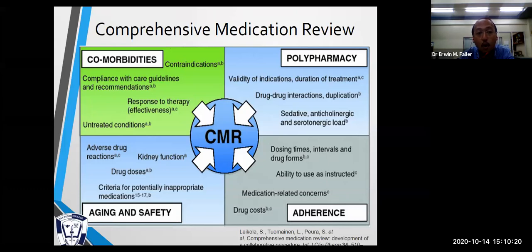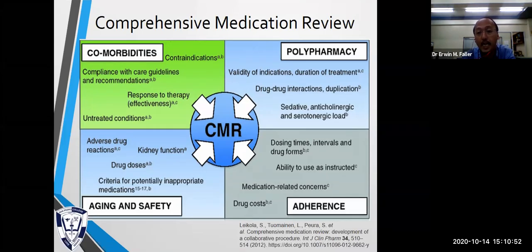Now, one of them would be comorbidities. In the comorbidities, as we all know, there are certain medications which are contraindicated with other diseases or with other medications. Another one would be compliance with care guidelines and recommendations, which is also in relation to our clinical guidelines. Another one would be response to therapy, whether it is effective or not for a particular disease or condition. And lastly, under comorbidity would be untreated conditions.